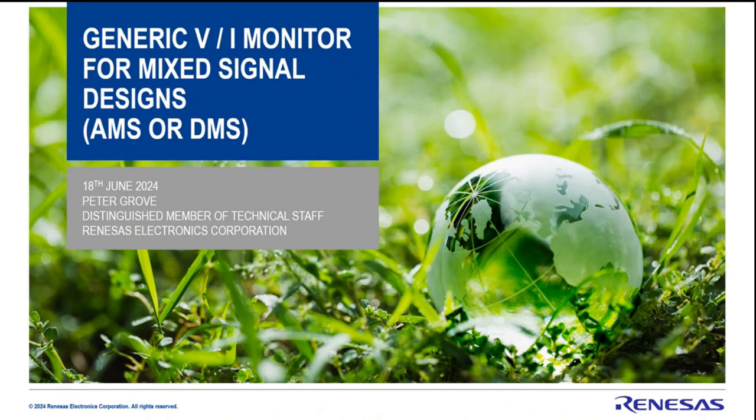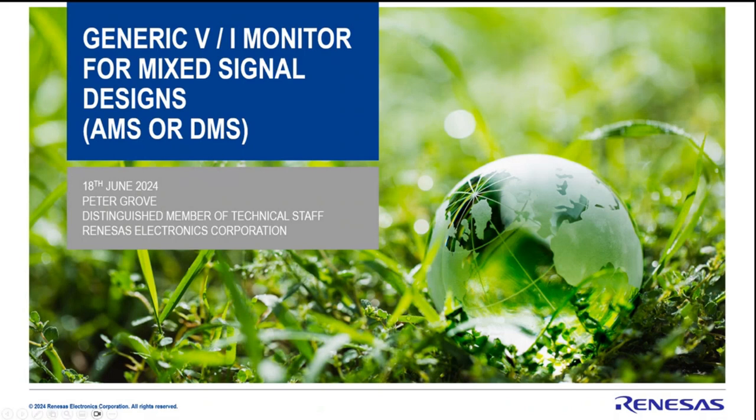I'm going to be presenting some slides on a generic voltage or current monitor for mixed signal designs. This is a monitor that will enable you to probe currents or voltages in AMS or DMS without the user having to actually change any of their code. Basically, their class-based test or their setup can instantiate a monitor, and irrespective of the actual data type that monitor points to, it will work.